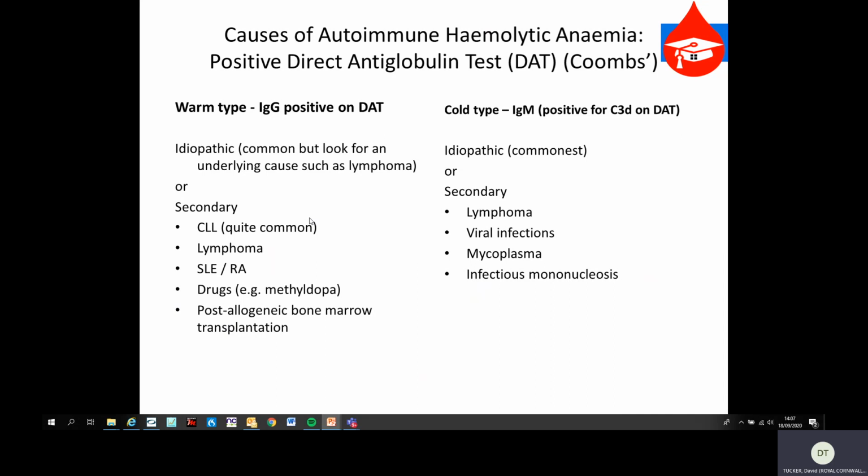And in our case, if you remember, the lymph glands were raised and there was a bit of splenomegaly, and I would be thinking we should look for an underlying cause. And also this type responds best to steroids and to rituximab therapy. And then a cold type, C3d positive on the DAT, that's often idiopathic, actually, but can also be due to lymphoma, viral infections, mycoplasma infection, and infectious mononucleosis, which is also viral. And also just to note that IgM or cold type tend not to respond that well to steroids.